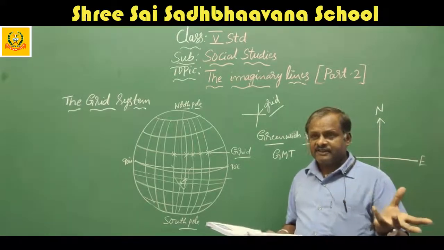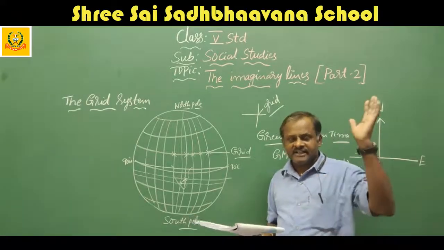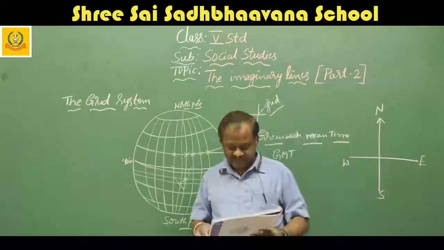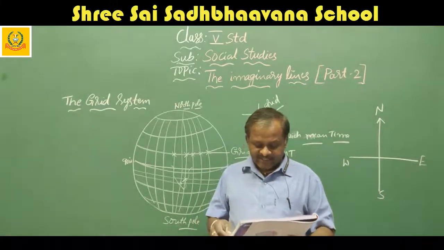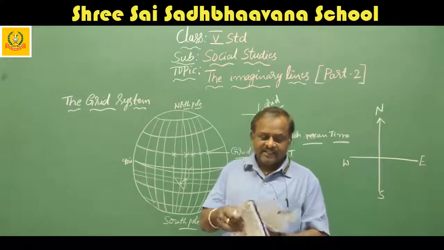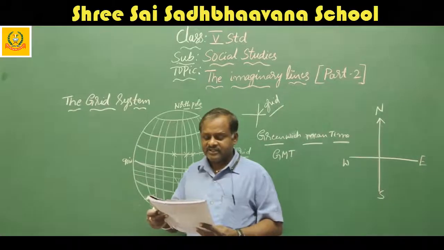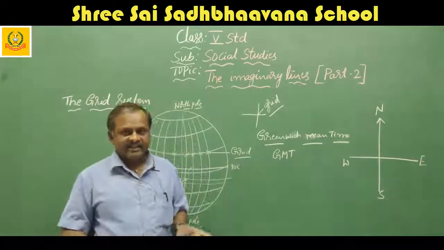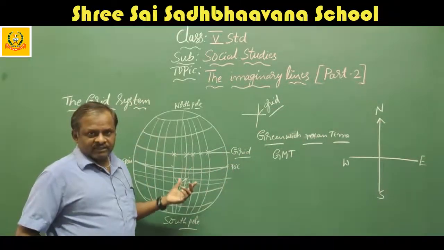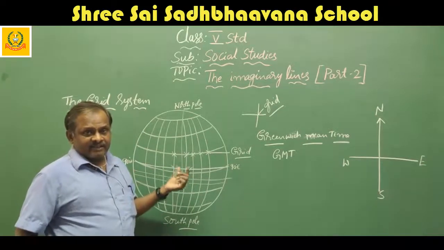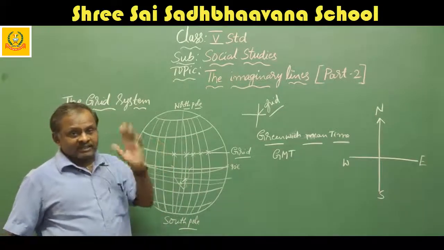For example, in Bangalore one time is there, in Delhi another time is there, but we have fixed a standard time. Thus, every country chooses a longitude that passes through its center, and the time at that longitude is taken as the standard time of the country. They fix one longitude, and that time is used all over the country.